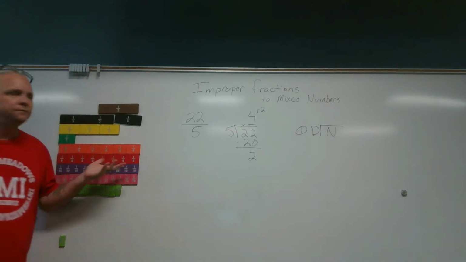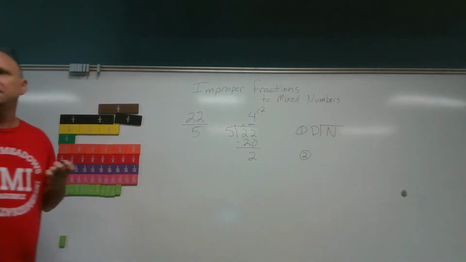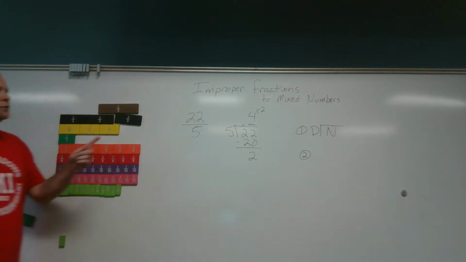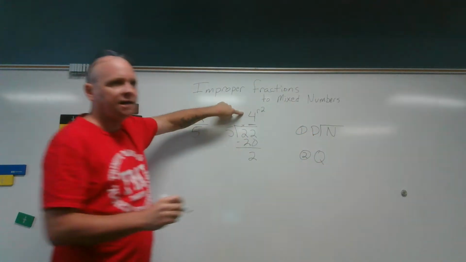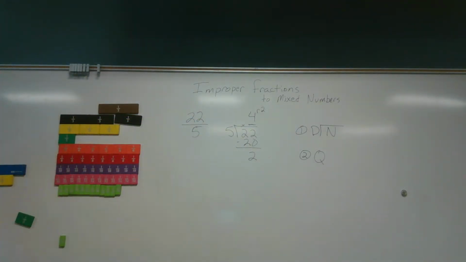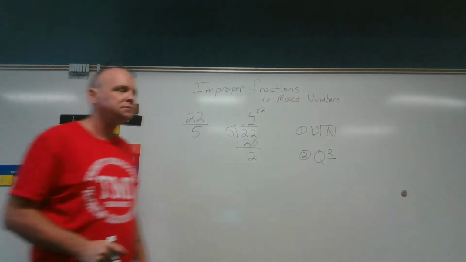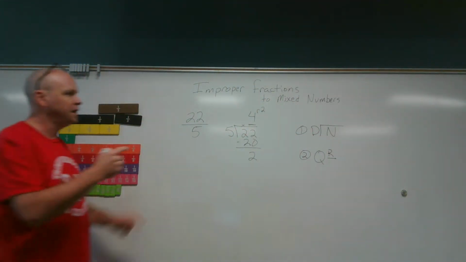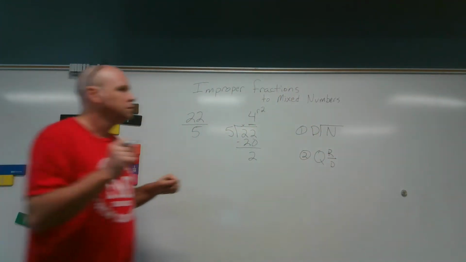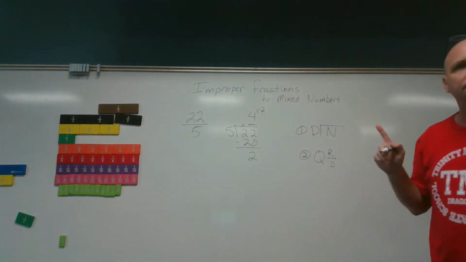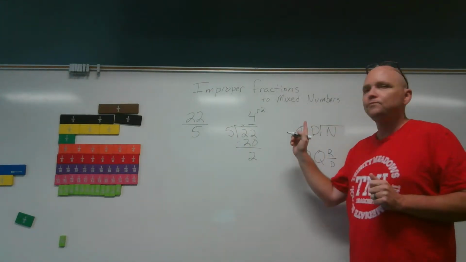Easy enough. My second step is now I just change it to a mixed number, which means my whole number is my quotient. Quotient is the answer to your division problem. My numerator is going to be whatever my remainder was. And my denominator is going to stay the same denominator. Okay? If it doesn't have a remainder, I'm going to show some of those that don't have a remainder. Okay? So just chill with me for a moment.